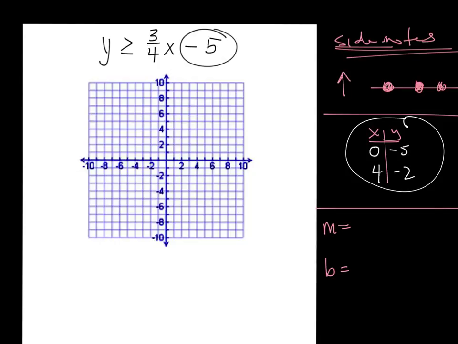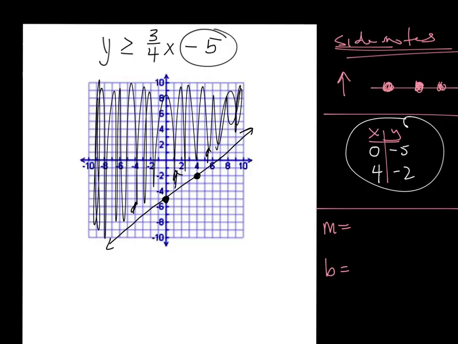When I plot the points, I'm going to use my notes up here. My points are solid, so I'm going to make solid points, and then I will connect them with a solid line. After that, I will shade above the line. So here we go. Point 0, -5 is right here. And then the point 4, -2 is this point right here. Then I can connect them with a solid line. And now the last step is to shade up. So I shade everything above this line, and then I'm done.